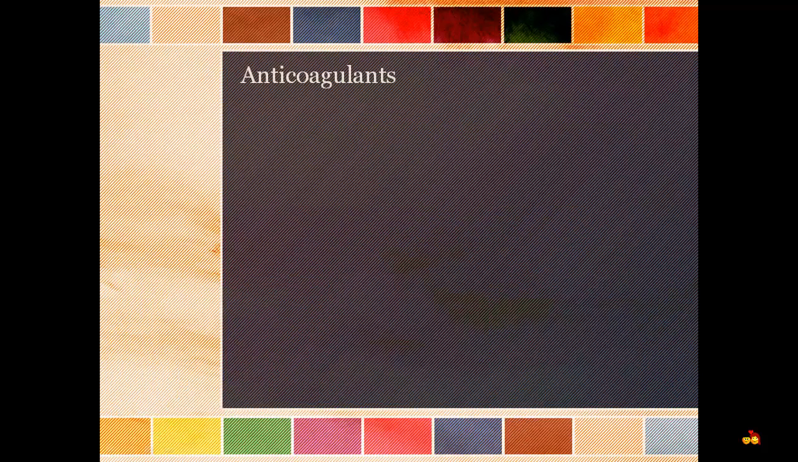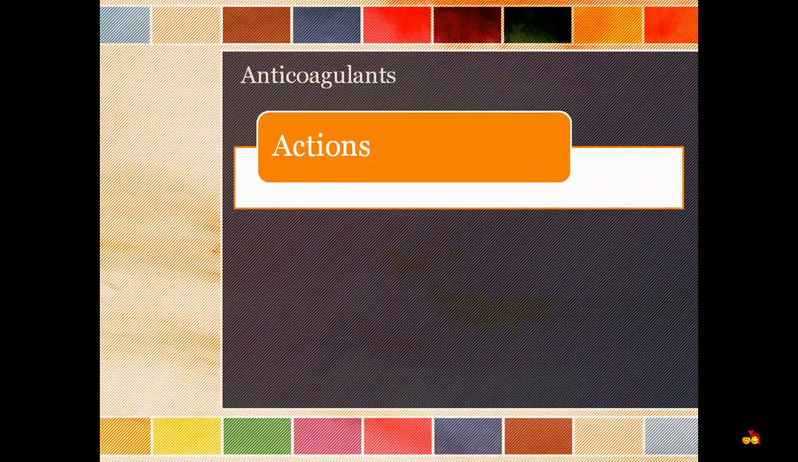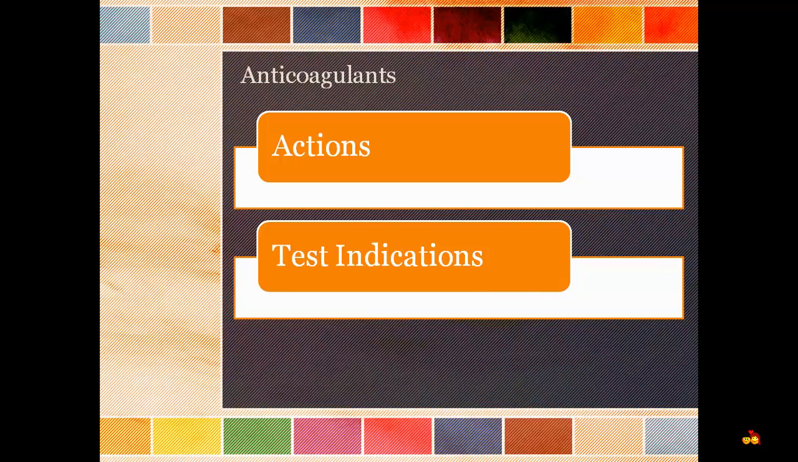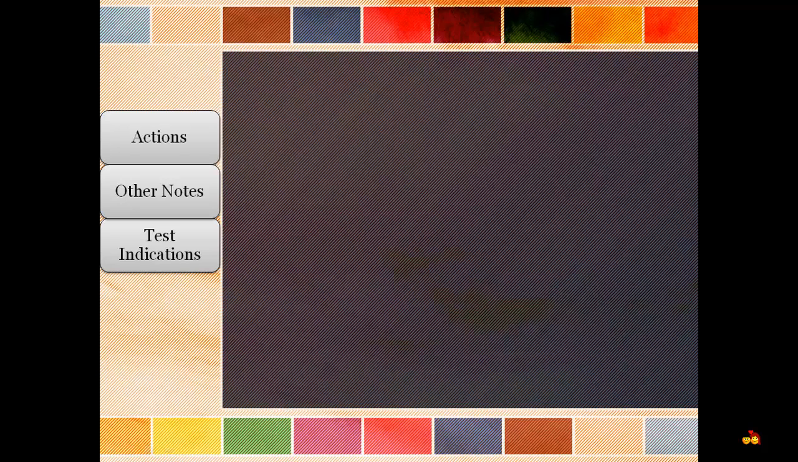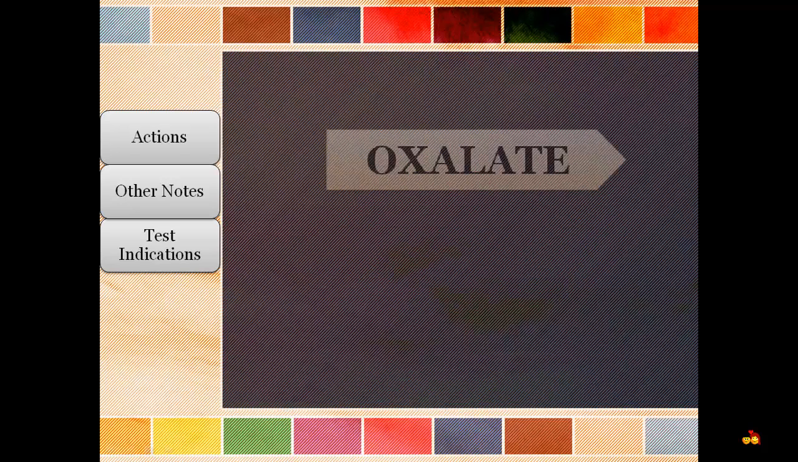Okay. For this discussion, as I said, we will be discussing the different actions of our anticoagulants, the different tests which these anticoagulants are used for, and additional notes about our anticoagulants. So, our first anticoagulant is oxalate.